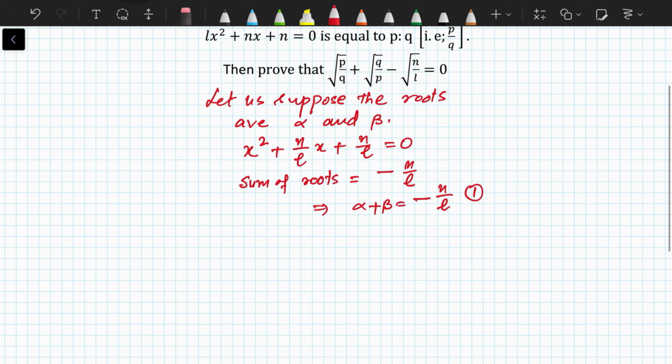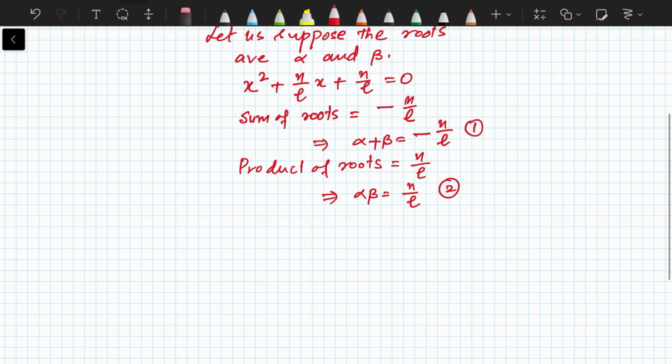And the product of the same roots is equal to c over a. That's in here n over l. So it means alpha into beta is equal to n over l, positive. Equation number 2. Also, one part is given to us: alpha over beta, the ratio of the roots, is p over q. That's, let's say, equation number 3 for us.